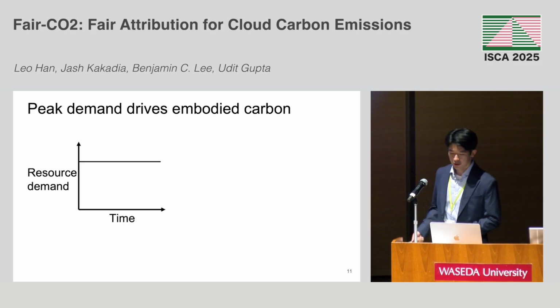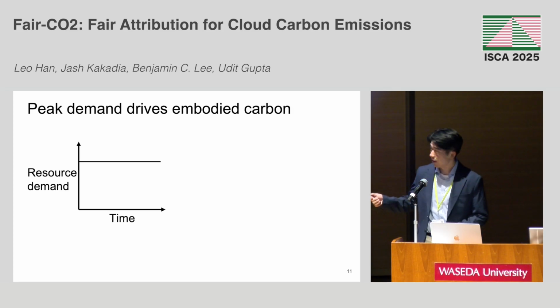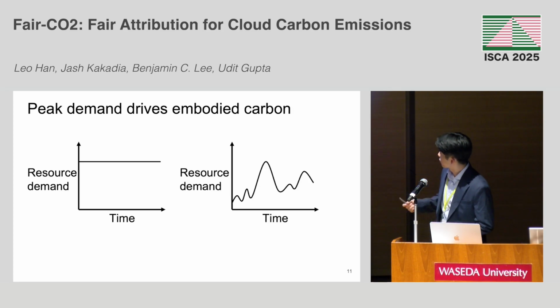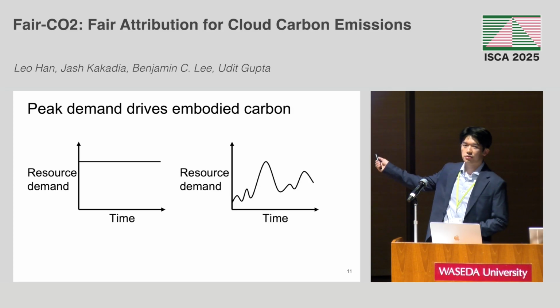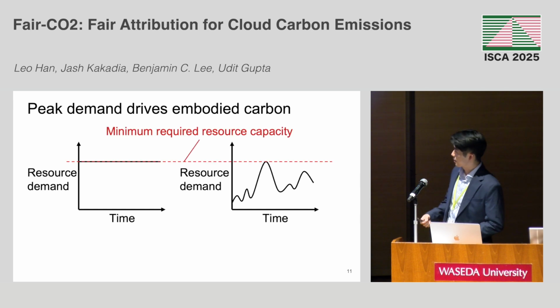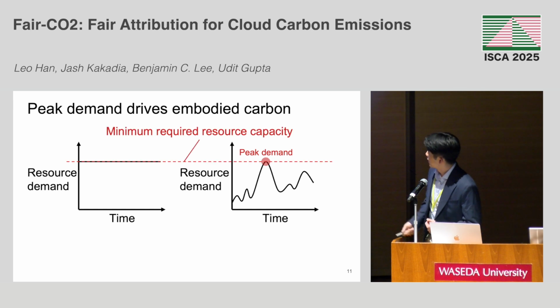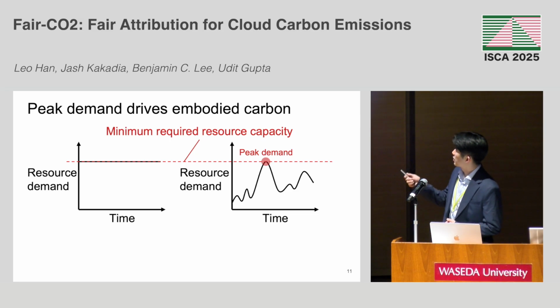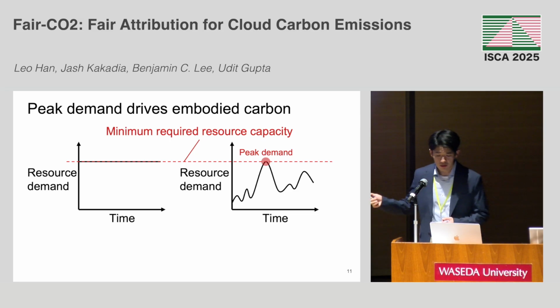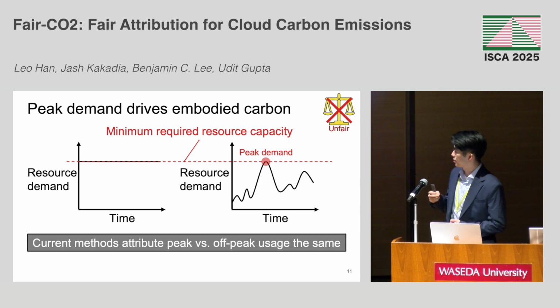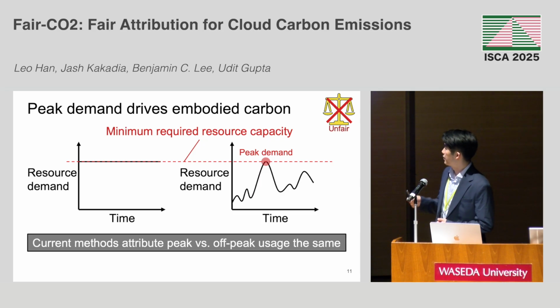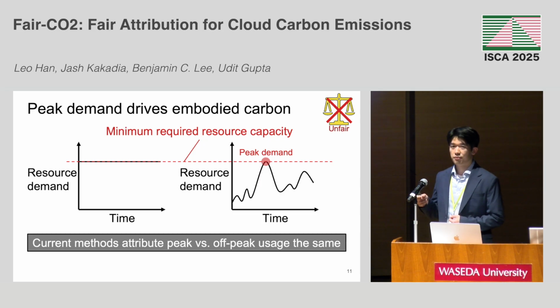In the ideal scenario, there will be constant demand, allowing for perfect provisioning and no idle resources. However, real resource demand varies more over time. In both scenarios on screen, the minimum required resource capacity is actually the same, and that is because in the variable demand scenario, that required resource capacity is determined by the peak demand. However, current cloud carbon attribution methods attribute peak versus off-peak usage the same, even though they have markedly different effects on the required resource capacity and thus embodied carbon.